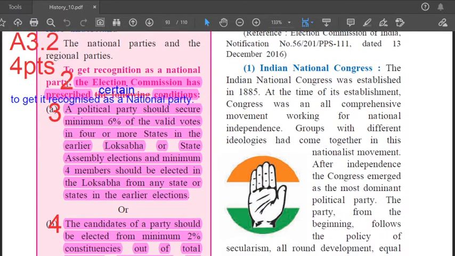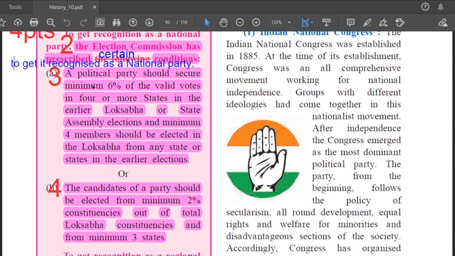Now second point, see the pink lines which are highlighted in the pink box. The Election Commission, that's your second point. The Election Commission has prescribed, I want you to cancel the following and in place of that write certain. Okay. So the Election Commission has prescribed certain conditions. Now after conditions you will write to get it recognized as a national party. Till here. That's point number 2.